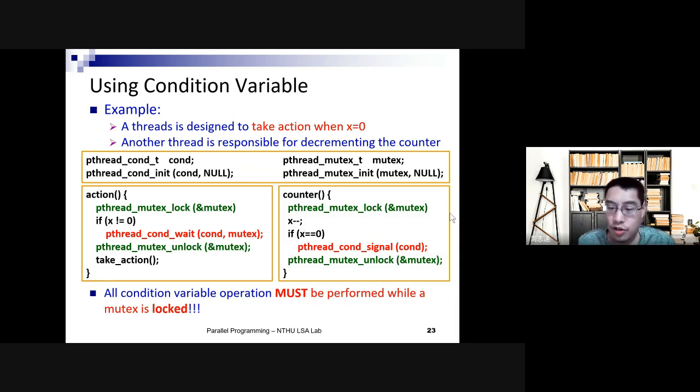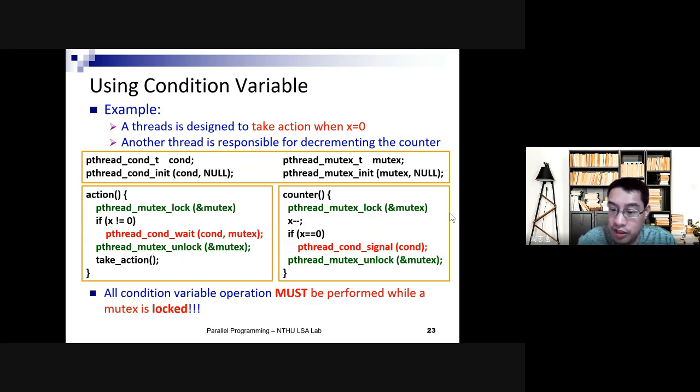So any other thread that calls the counter can enter the critical section, and it can eventually call the conditional signal when the condition occurs, such as x equal to 0 in this sample code here.